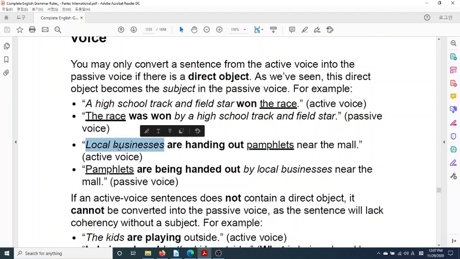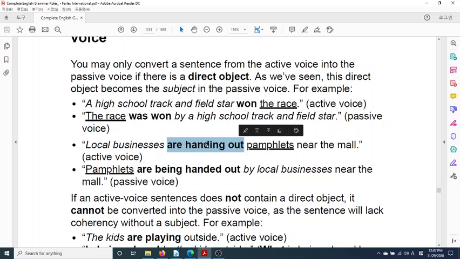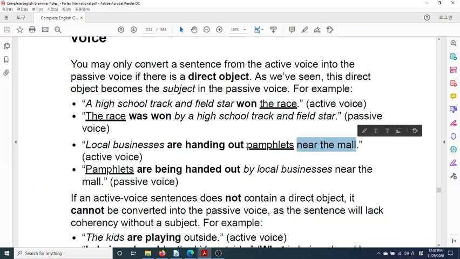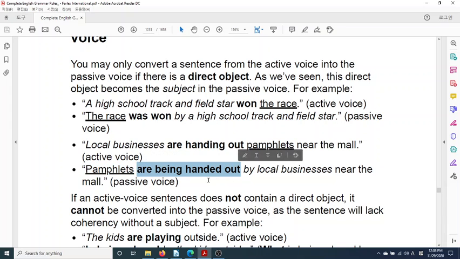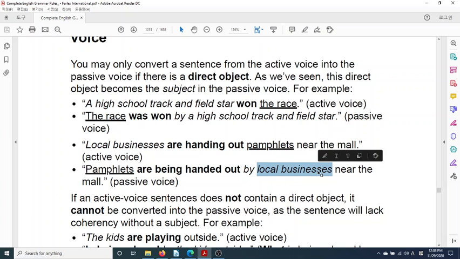Local businesses, subject, are handing out, verb, pamphlets, object, near the mall. So, how do you make this passive? Put this in front to make it the subject and object. Pamphlets are being handed out, because you need the verb to be in there, and you already have are. So are being handed out, verb, and now you add the word by, and then the agent, local businesses near the mall.